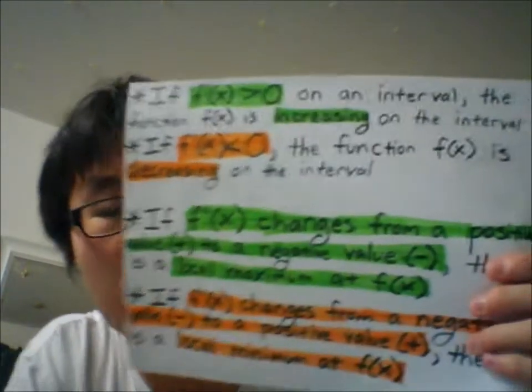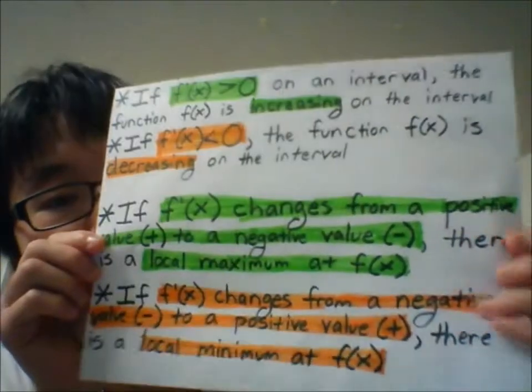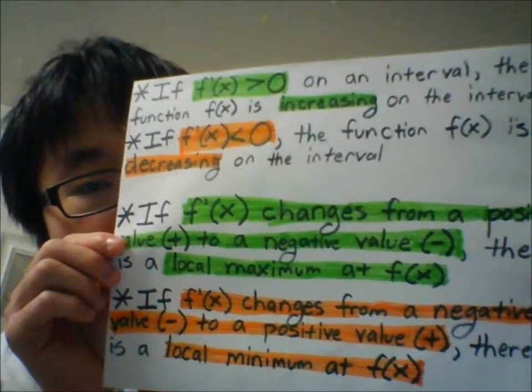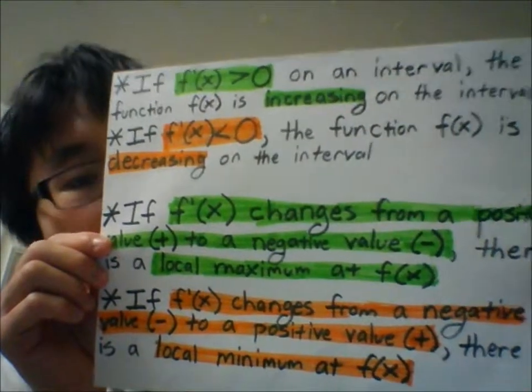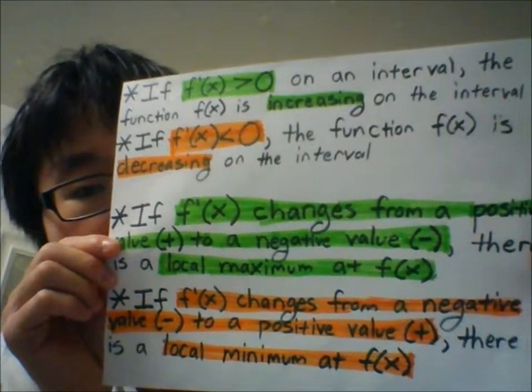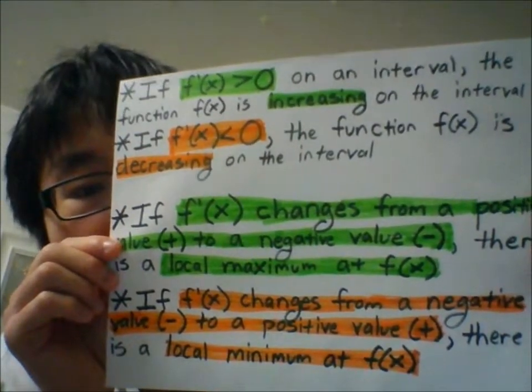So I'm first going to talk to you guys about the relationship between the first derivative and the original function. One of the first things you may need to know is that when f prime of x is greater than 0 on an interval, the function f of x is increasing on that same interval, and vice versa. When f prime of x is less than 0, the function f of x is decreasing on that same interval.